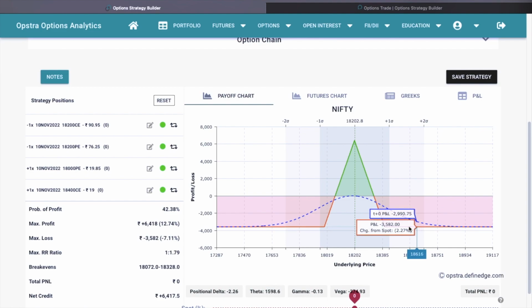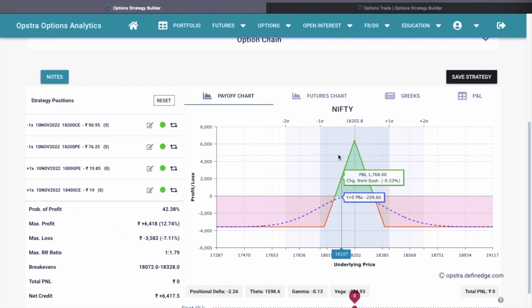The maximum loss this strategy carries is minus 35,082 rupees for one lot. You can see the probability of profit, and our best position is on Thursday if Nifty expires close to 18,200. Then our maximum profit is 6,400. Here the reward is 12% and max loss is 7%.